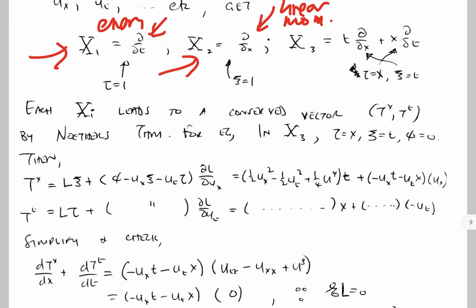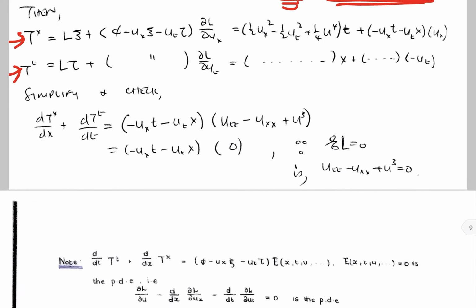Once we know the vector fields, each of these vector fields, X1, X2, X3, and in this case they're all zero gauge, you plug these, with the L, into Noether's theorem, you end up with a corresponding conservation law or conserved vector. So for example, if we choose X3, which is one of the Noether symmetries in which tau is equal to x, psi is equal to t, and phi is equal to 0, plug it into Noether's theorem for T^x and T^t, you have a conserved vector. And this is the check for that.